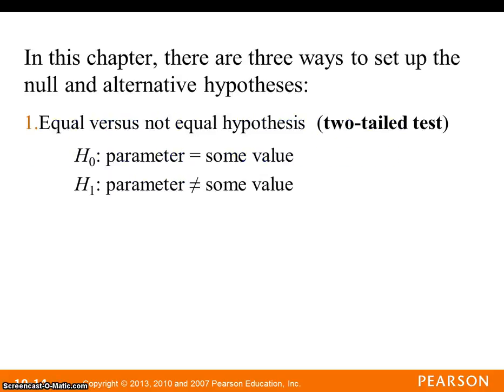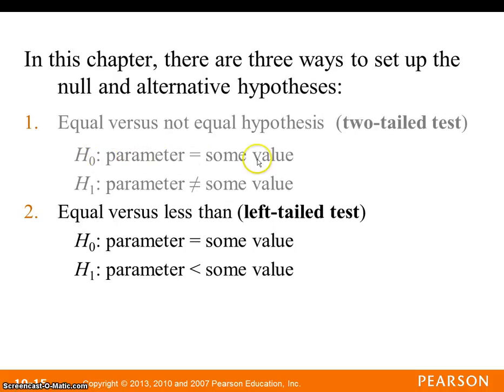In this chapter, there are 3 ways to set up the null and alternative hypothesis. The first one is that the parameter is equal to some value, and the alternative hypothesis is that the parameter is not equal to the value it was before, it's somehow changed. The second way to do this is called a left-tailed test. So the null hypothesis is the parameter is equal to some value, and the alternative hypothesis is that the parameter is less than some value.